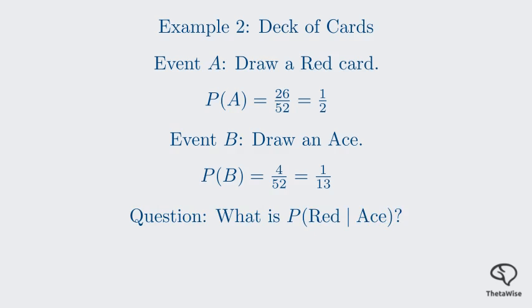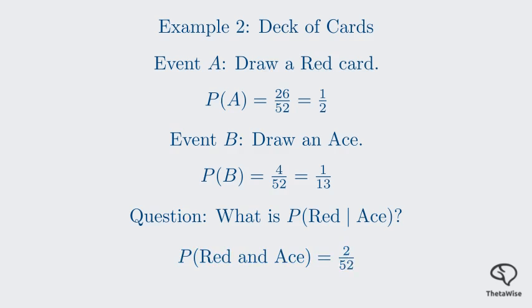Let's see if the formula agrees. First, we need the probability of both events. P of red and ace. How many cards are both red and an ace? Just 2. So P of red and ace is 2 out of 52.